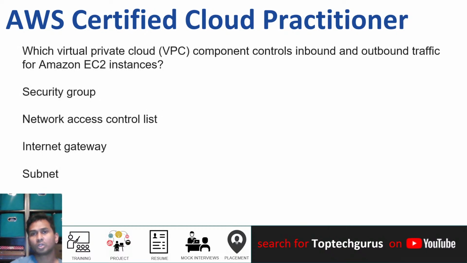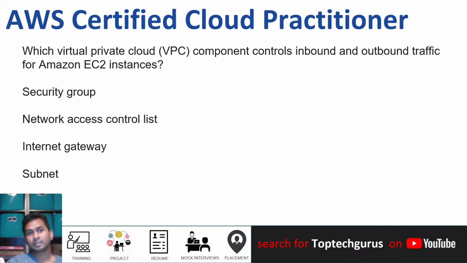Which virtual private cloud component controls inbound and outbound traffic for EC2 instances? For EC2 instances, we covered this yesterday when we covered security. Whenever we talk about EC2 instances, each EC2 instance should have a firewall, and that firewall is called one of the options here. And if you don't know that, we can eliminate the other options and figure it out. And a subnet has another firewall, which is actually a network access control list.